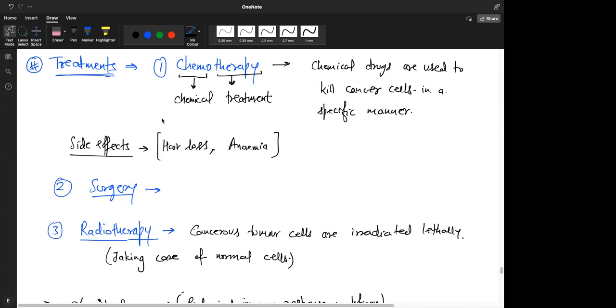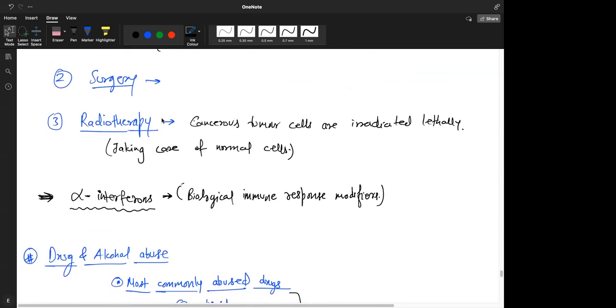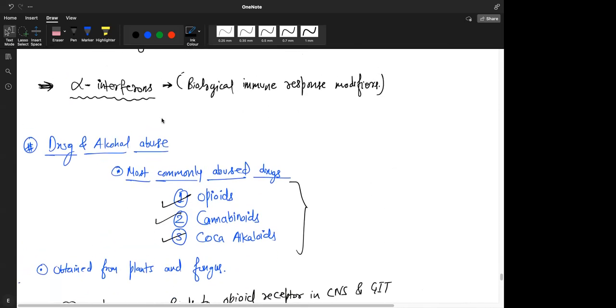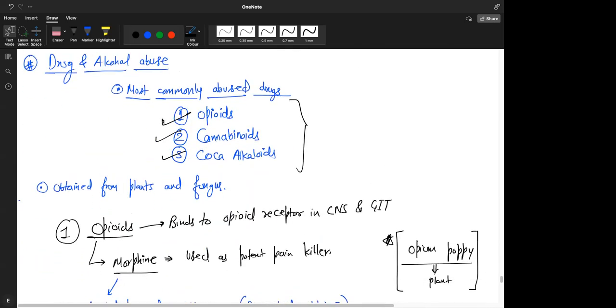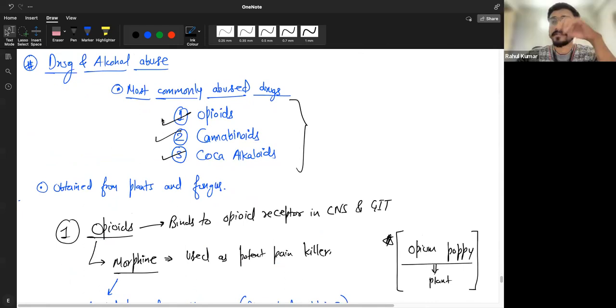Then we started drug and alcohol abuse. In that, we did the three most commonly abused drugs, in which there are opioids. Opioids come from opium.